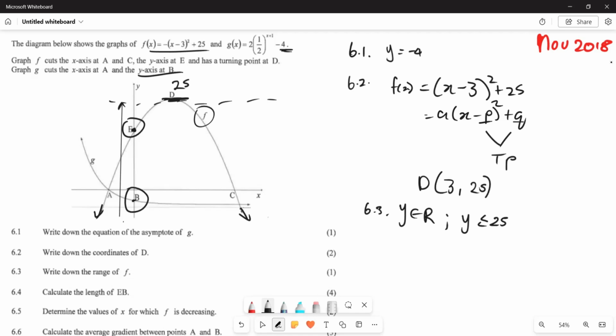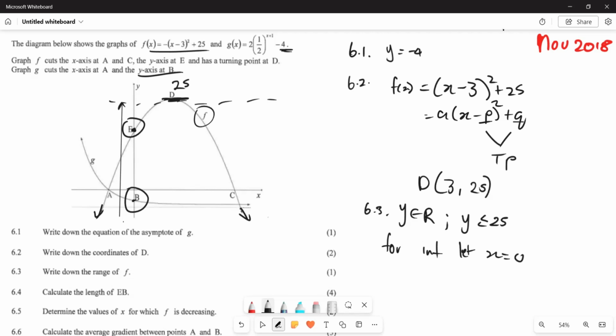So basically, whenever you're looking for the y-intercept of any graph, you're always going to let x be equal to 0. Are we together? So now what is it that you're going to do? Firstly, for us to find out the coordinates of E, we are going to simply say for the y-intercept, you're going to let your x be equal to 0, right?